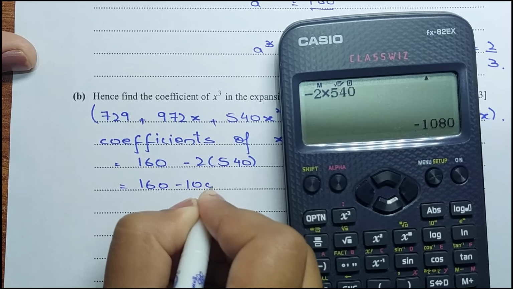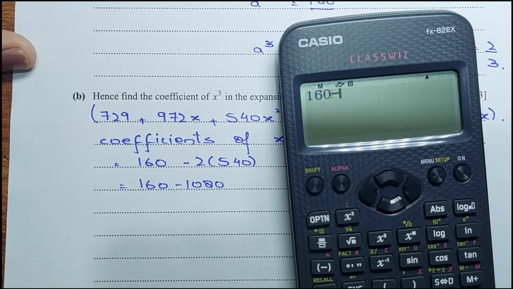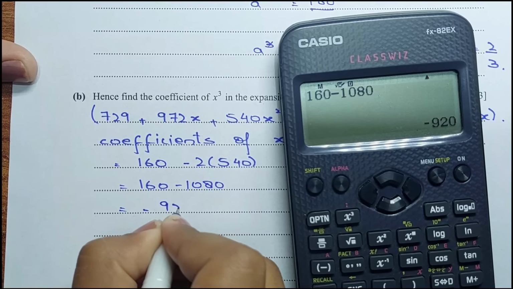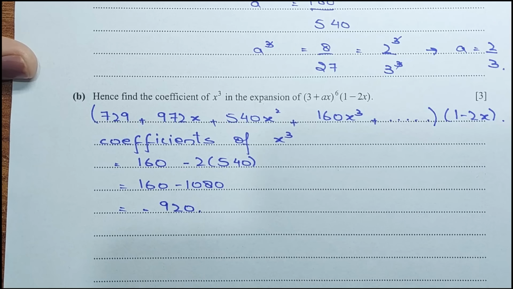160 minus 1080 is minus 920. That would be the coefficient of x cubed.